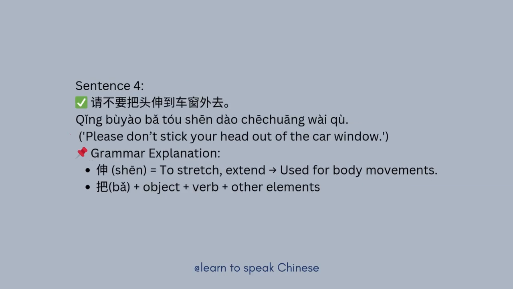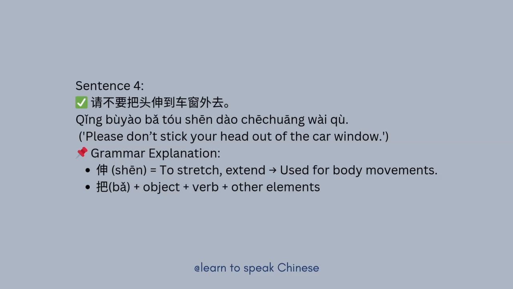And finally, the last sentence. We need to insert the word 伸. The correct sentence is, 请不要把头伸到车窗外去. This translates to please don't stick your head out of the car window. The word 伸 means to stretch or to stick out. In this sentence, it's describing the action of extending your head out of the car window.